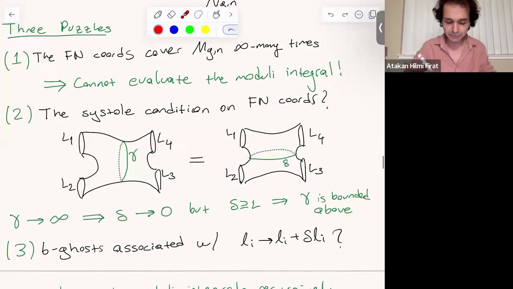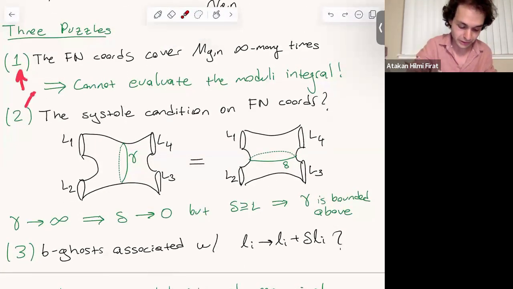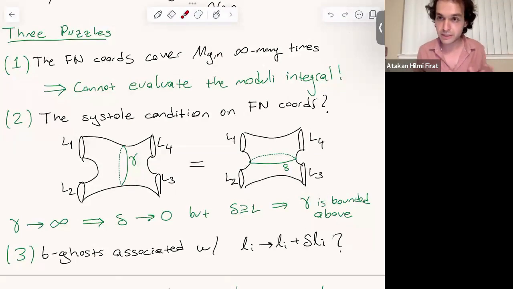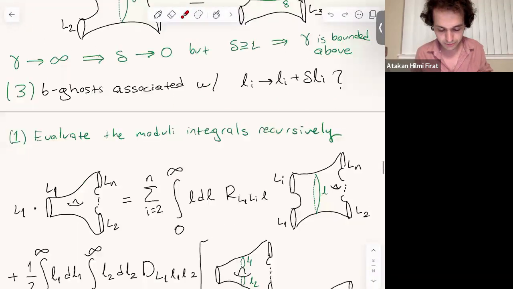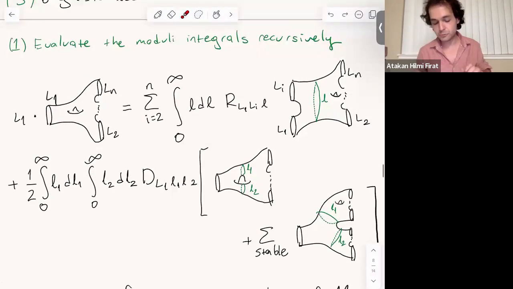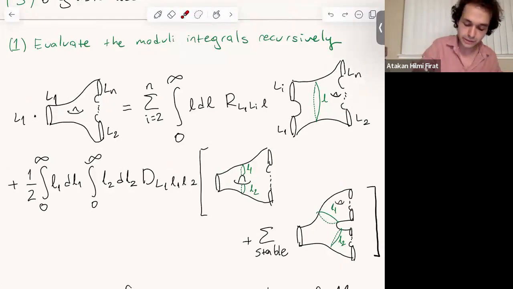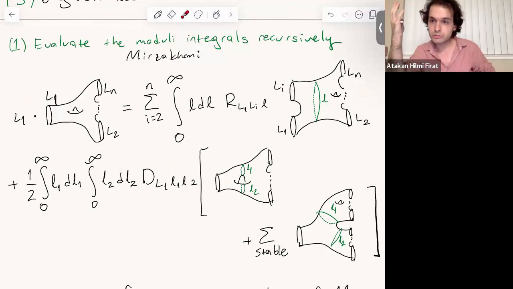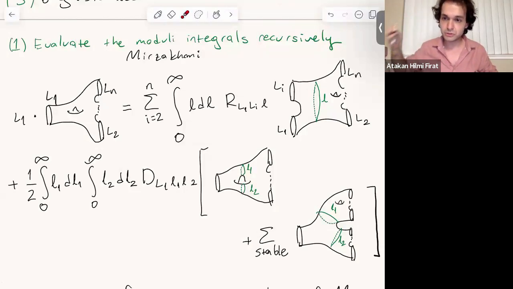Let me show the resolution of the first two, and then I will come to this point. All of these points are very non-trivial, but all of them are actually solved. The first point is solved by Mirzakhani, and this is really famous in physics now as well. The essential point here is that you don't evaluate the moduli integrals by themselves, but you try to evaluate them recursively.